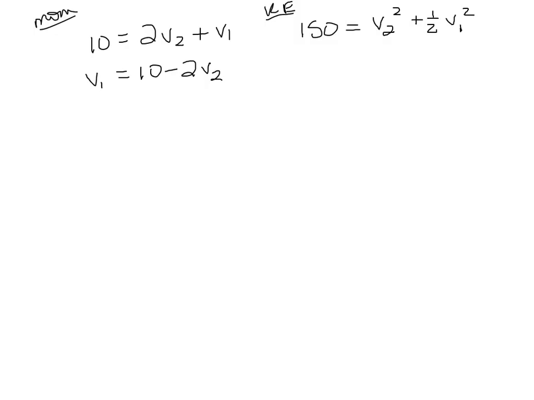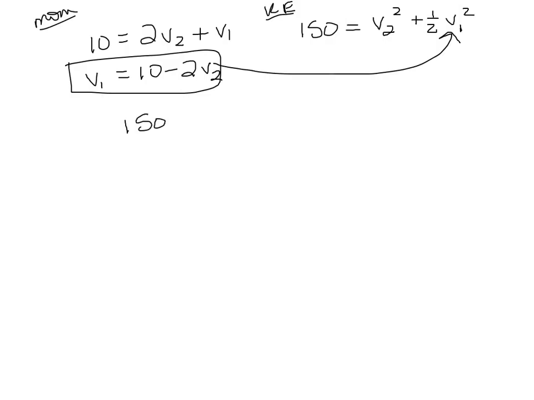And then we can take this whole thing and stick it in for V1 over here. So we can use substitution. So we have 150 is equal to V2 squared plus 0.5 times (10 minus 2V2) squared. Okay, now you have to FOIL this all out. So don't just square the 10 and square the 2V2. You need to FOIL that out.